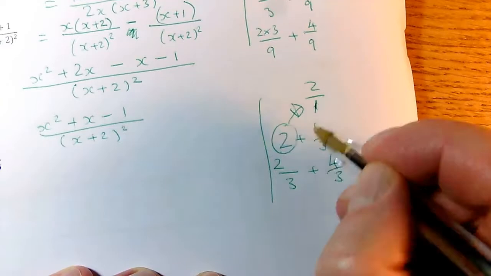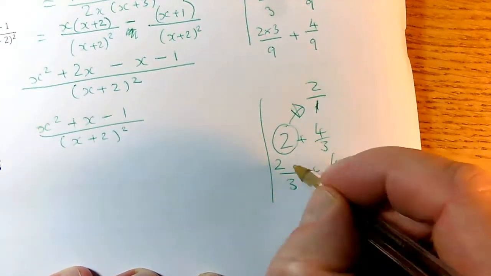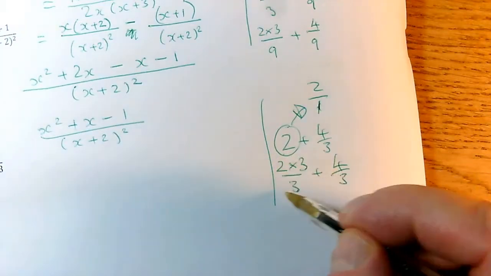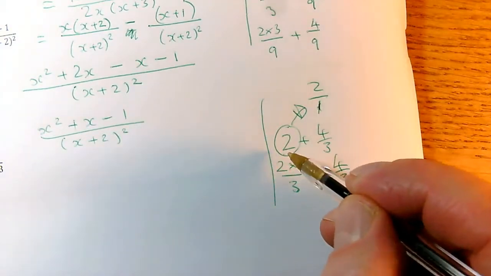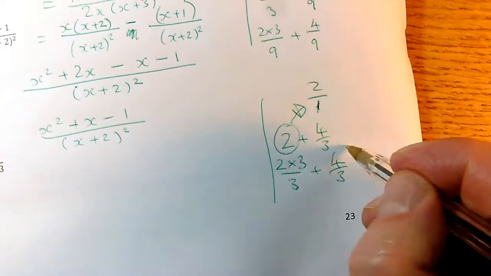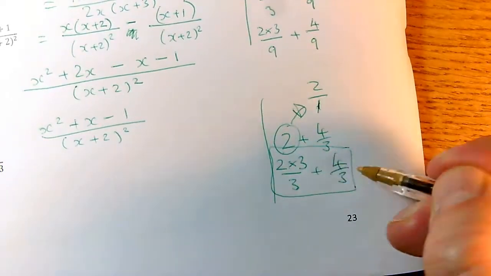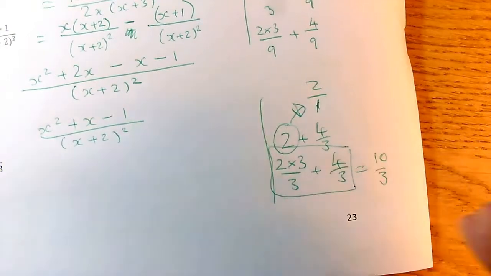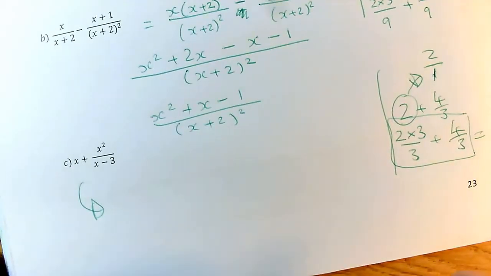So the bottom, the 1 has changed into a 3. So I'm multiplying by 3. It's 2 times 3 over 3. 2 times 3 over 3, 6 over 3 is indeed 2. So it's true. But when I've written it like this, I've got 6/3 plus 4/3. I can add them together and get 10/3. So that's what you do with numbers. We need to do something similar with the algebra.